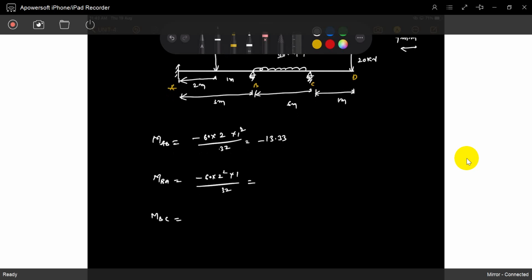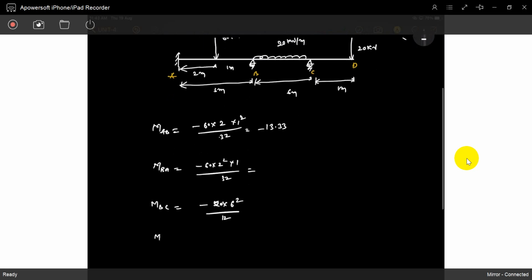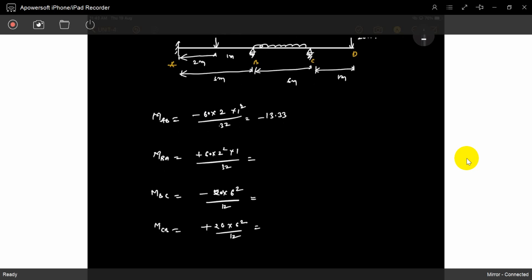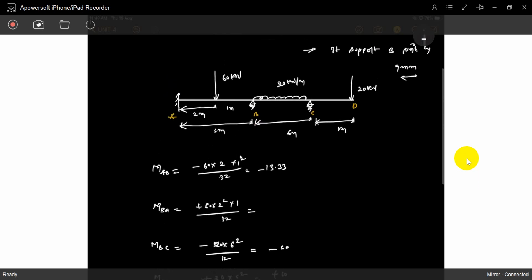MBC is WL squared by 12, minus 20 times 6 squared by 12. MCB is also the same thing, plus 20 times 6 squared by 12. How much is it? Just check it. I think it's plus 60. So CD you can write it. No need, just see: it's 20 times 1, so automatically MCD is minus 20.